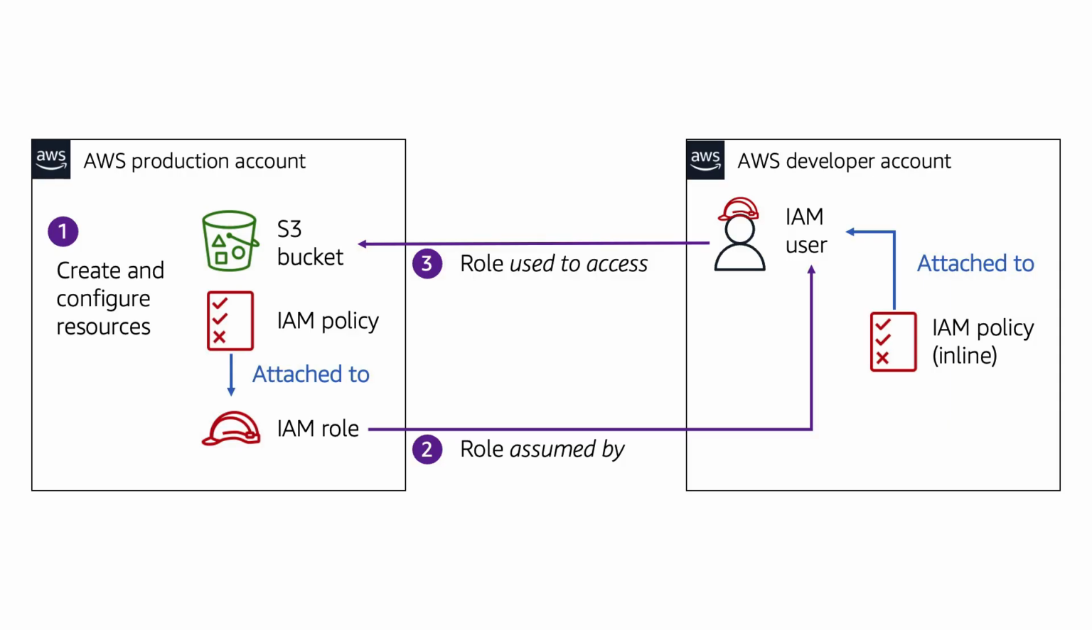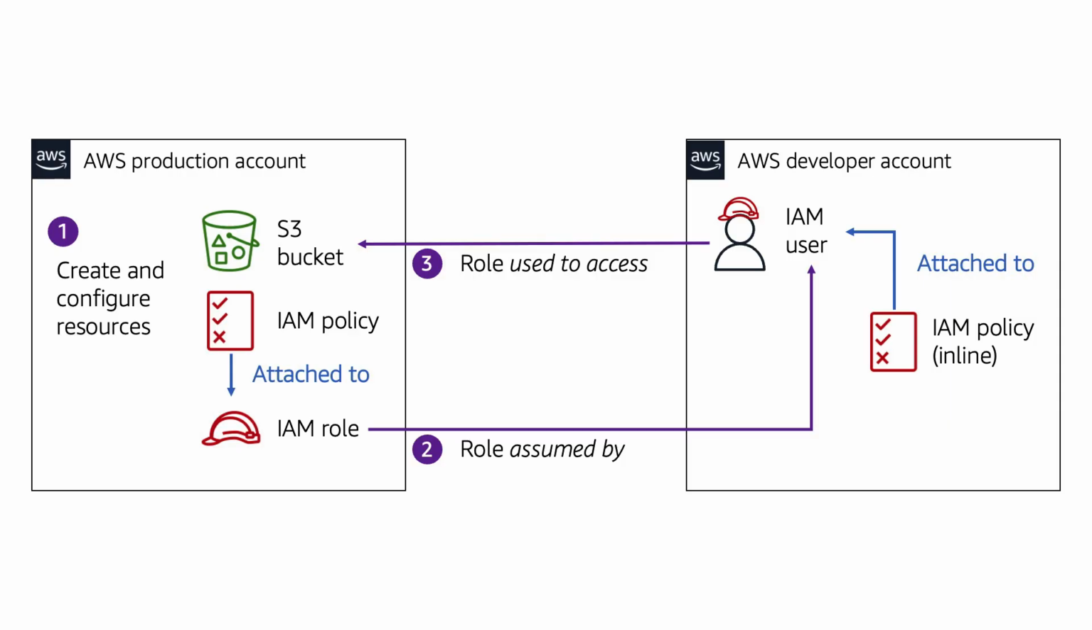First, I will create a resource that I want the other account to be able to access. In this example, the resource is an Amazon Simple Storage Service or Amazon S3 bucket with an object in it. Next, I'll define an AWS Identity and Access Management or IAM policy and an IAM role to attach the policy to. Then, in the other account, I'll define an inline IAM policy that allows the user to assume the role I defined in the first account. This will allow the user to access the S3 bucket.